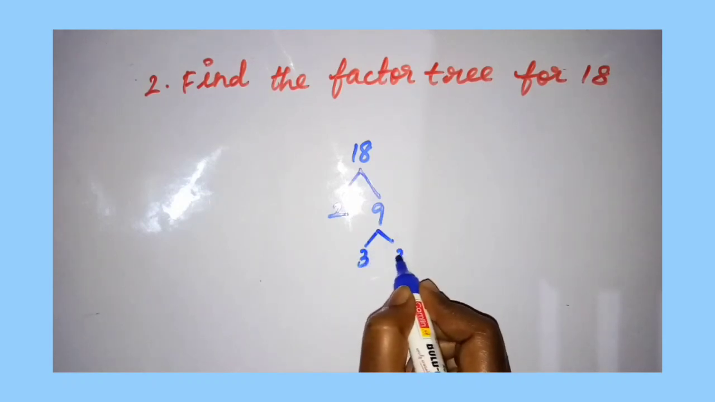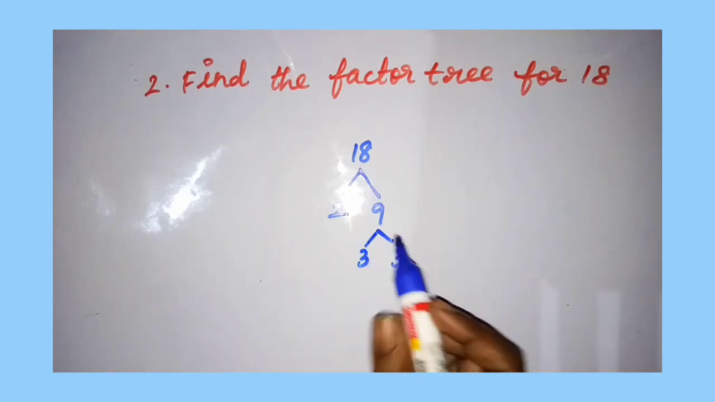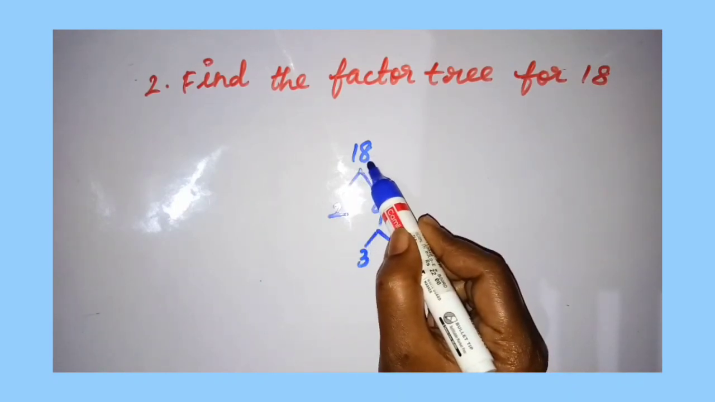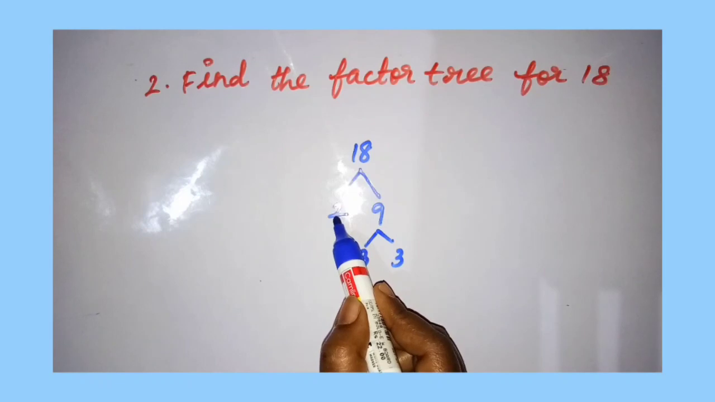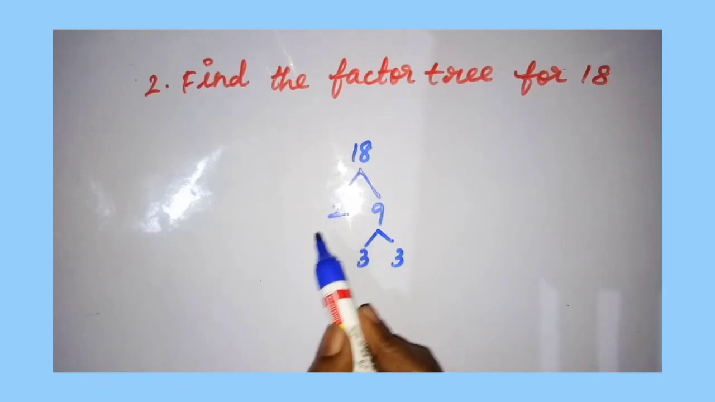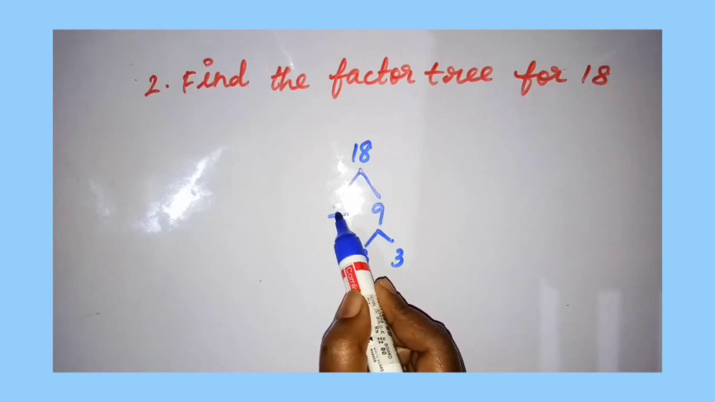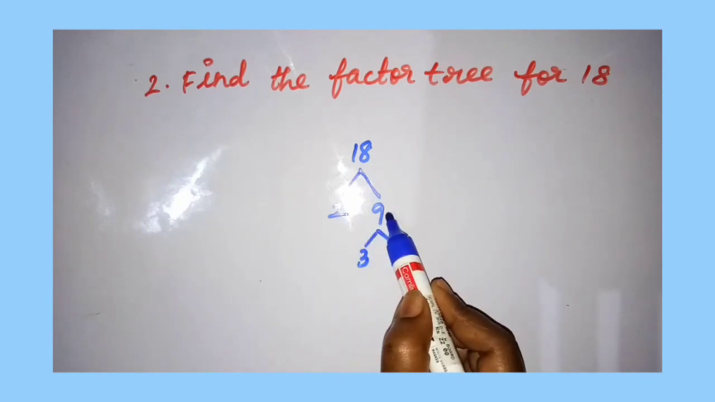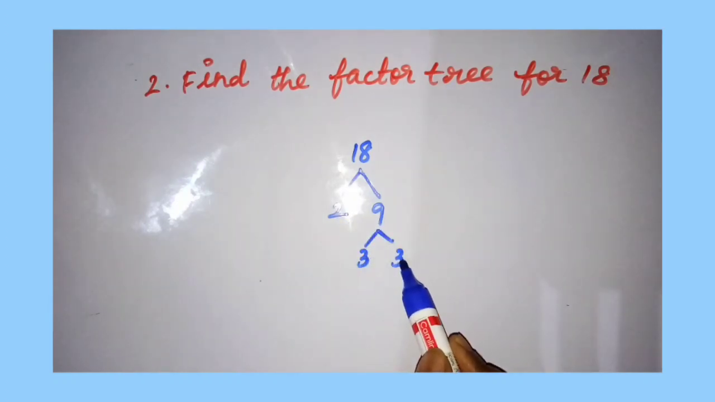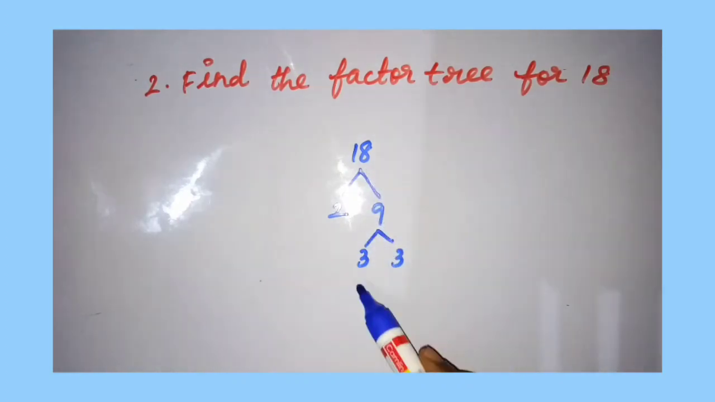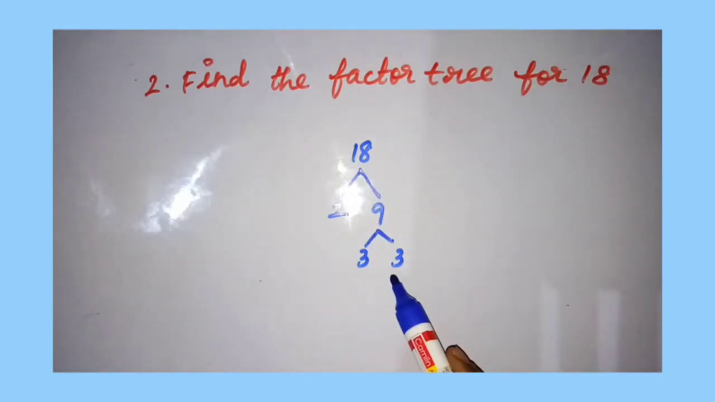3 threes are 9. So first we write 18, 2 nines are 18. Next we write 2, 1 two is 2, so we will not write this value. 9 we write, 3 threes are 9. So the answer is first 2 into 9. Next for 9 we write 3 into 3.